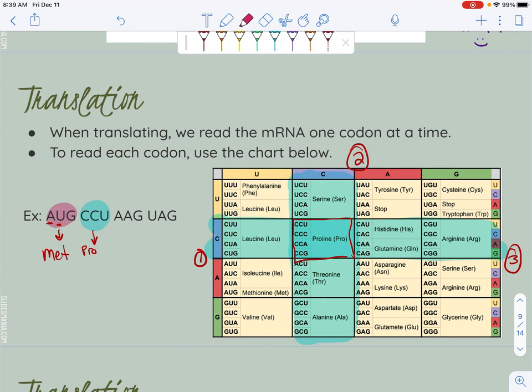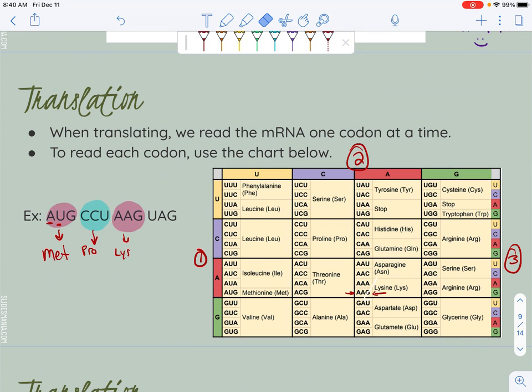All right, and I'm going to move on to the next one now. It's AAG. So again, I want to find the A row because A is my first letter. The second letter in the codon is also A, so I'm looking in the A column. And then where those two intersect, I want to find AAG. And AAG codes for lysine, LYS.